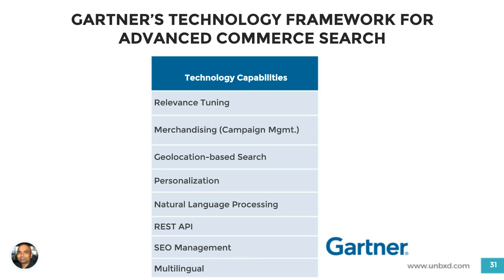For example, relevance tuning is extremely important. Merchandising, which probably allows you campaign management or maybe even A/B testing within the campaign management. Geolocation-based search, personalization, NLP, so natural language processing. RESTful APIs to make sure that you can do the implementation both on the back end and through the front end. SEO management and multilingual.